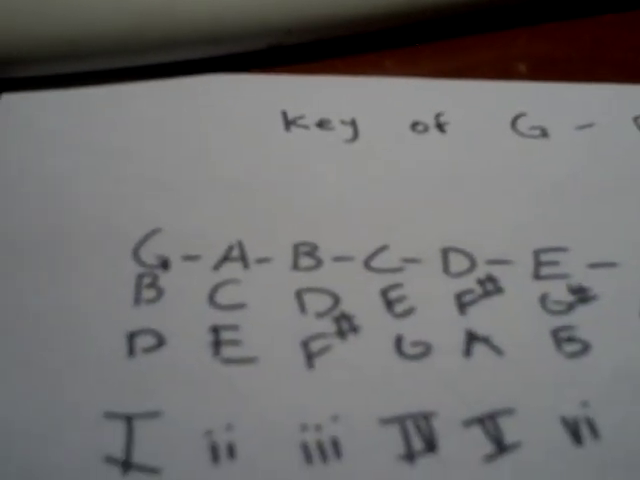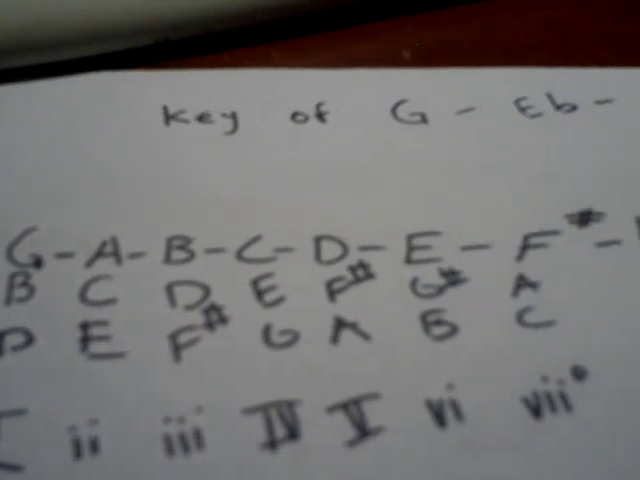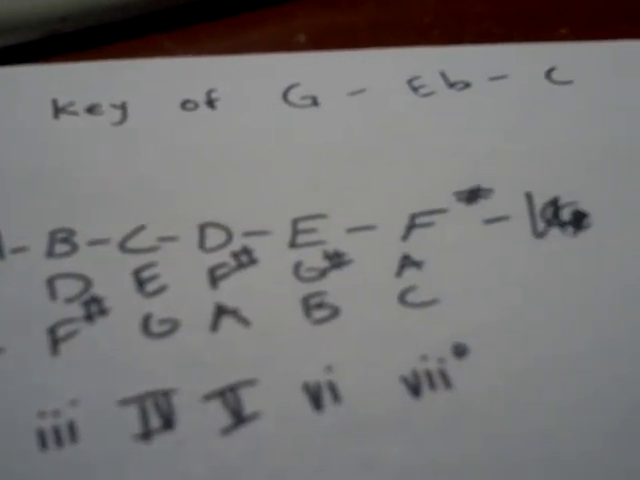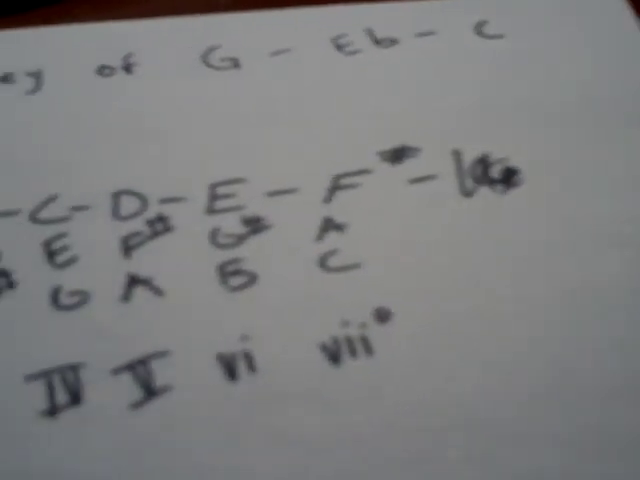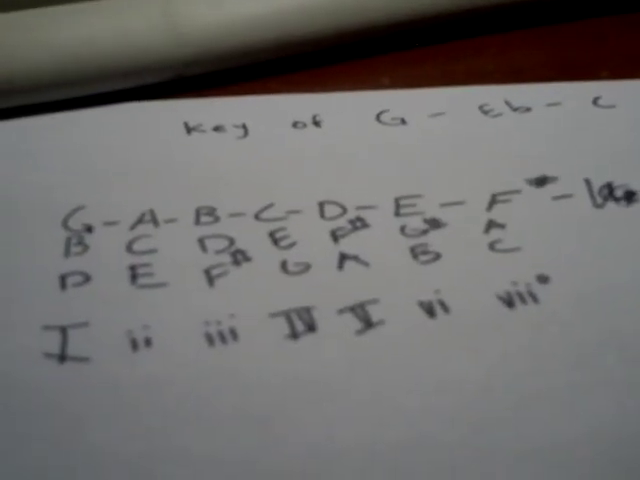G major, A minor, B minor, C major, D major, E minor, and then F special. Don't even worry about that one. Okay, so these are the chords in the key of G, and we know the quality of them, whether they're major or minor. Now we can go into the meanings of chord progressions.